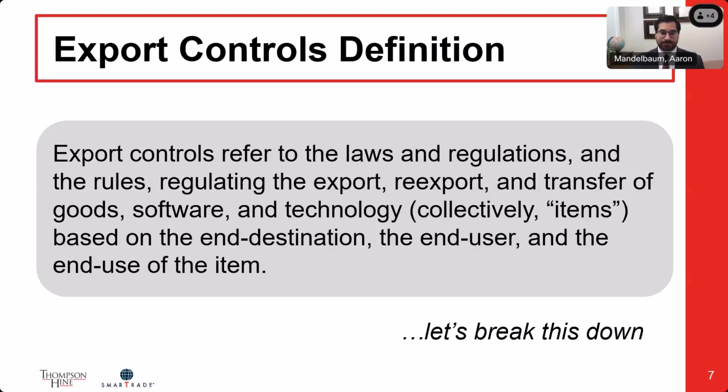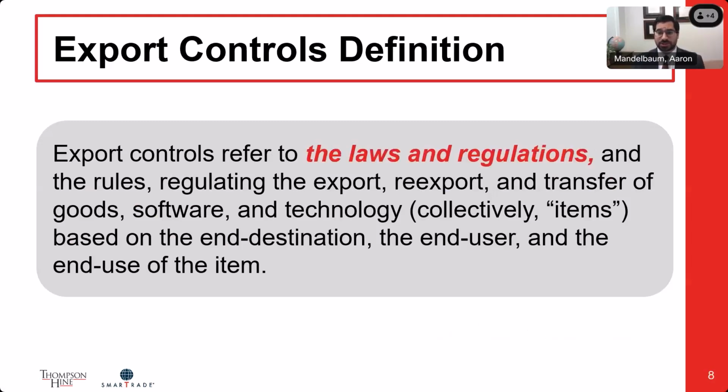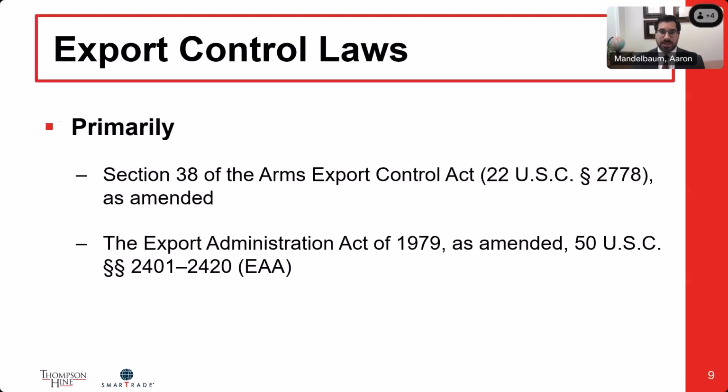Let's break this down. And let's start at the very beginning, which is the laws and regulations. And we'll start with the laws. Now, there are two primary export control laws. There's the Arms Export Control Act and the Export Administration Act of 1979. The first is the implementing statute of the International Traffic in Arms Regulations, and the second is the implementing statute of the Export Administration Regulations.